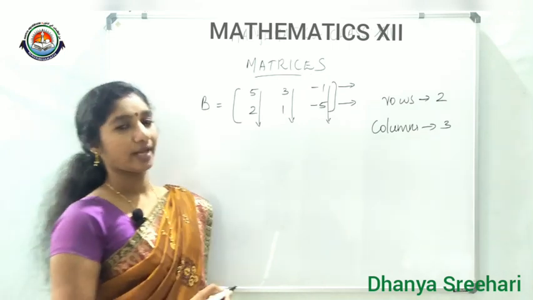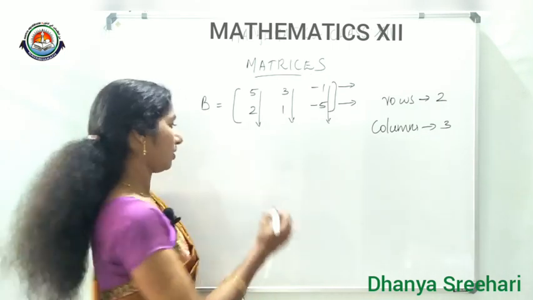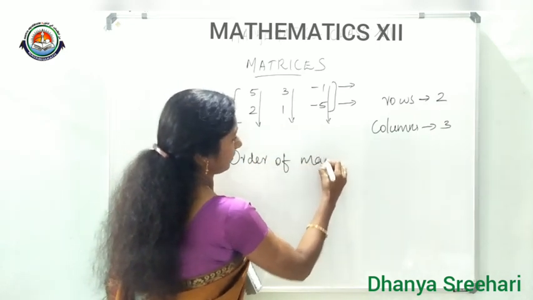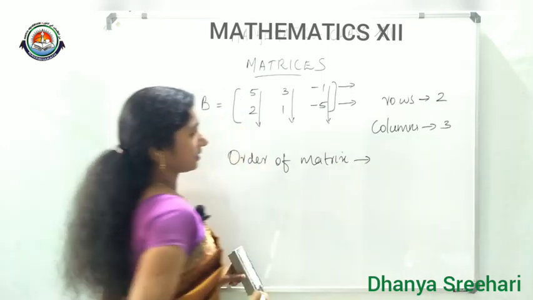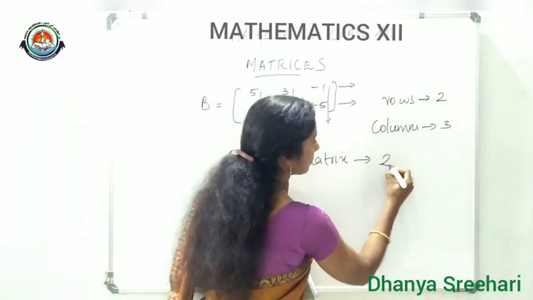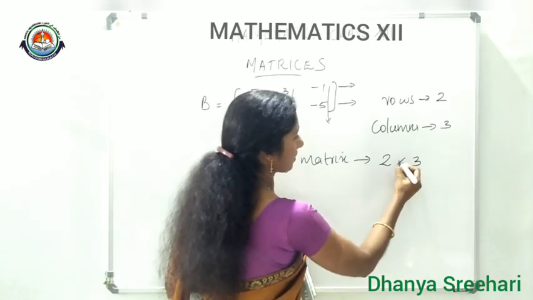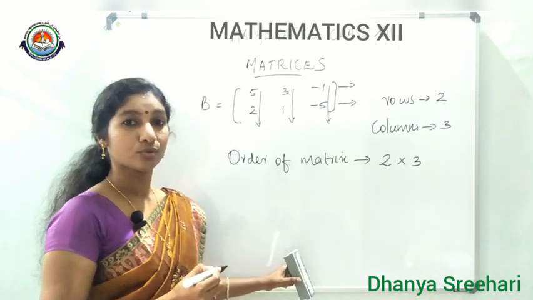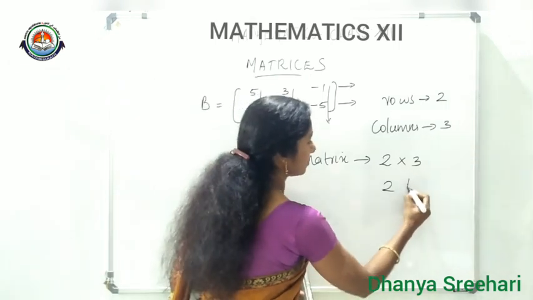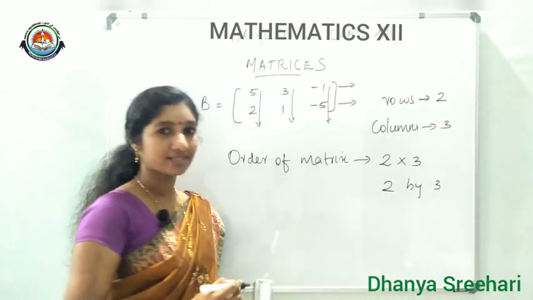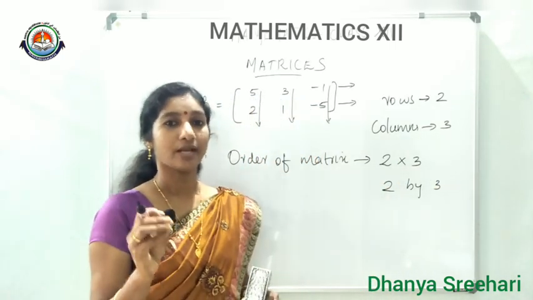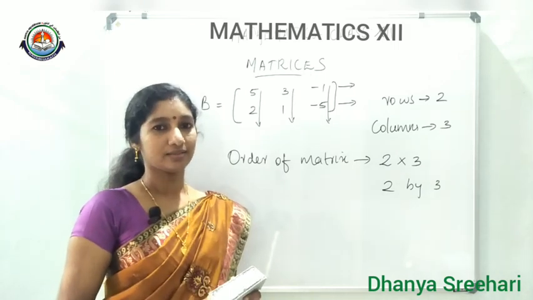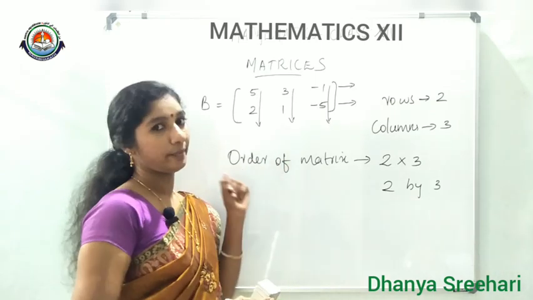And according to the number of rows and columns, we will say the order of a matrix. Like this we say there are 2 rows and 3 columns, so we will call it 2 by 3. This is a matrix of order 2 by 3. We will read this as 2 by 3, meaning number of rows 2 and number of columns 3. There are 2 rows and 3 columns. Clear? So the next word is order of a matrix.